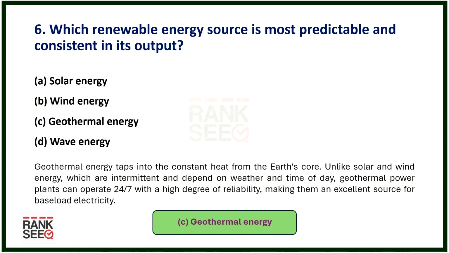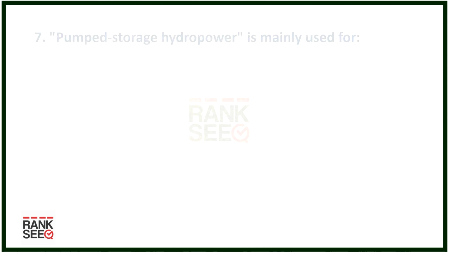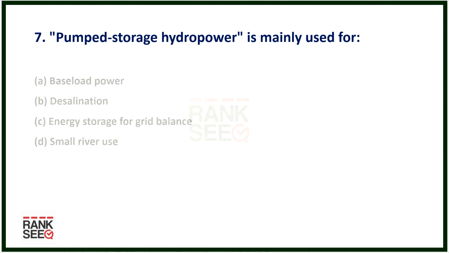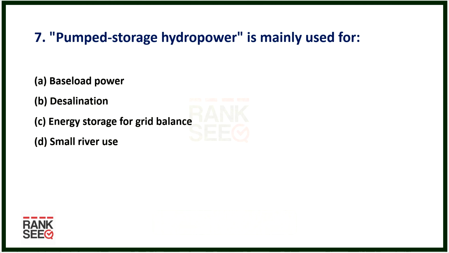Unlike solar and wind energy, which are intermittent and depend on weather and time of day, geothermal power plants can operate 24/7 with a high degree of reliability, making them an excellent source for baseload electricity. 7. Pumped storage hydropower is mainly used for: A. Baseload power. B. Desalination. C.